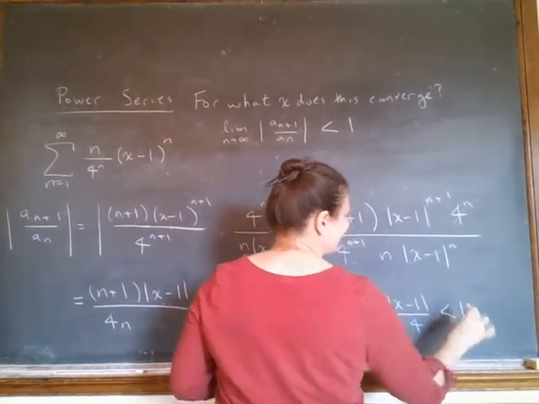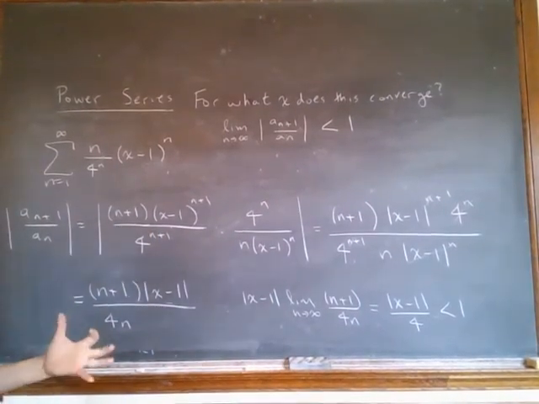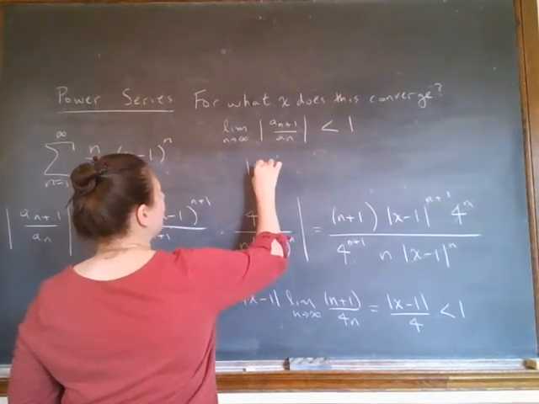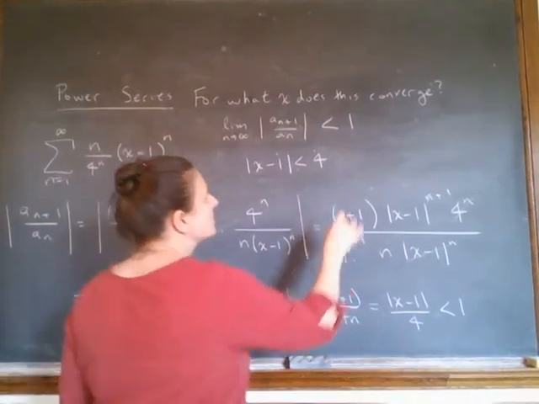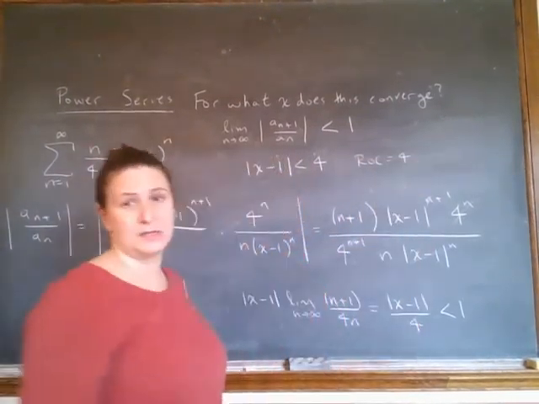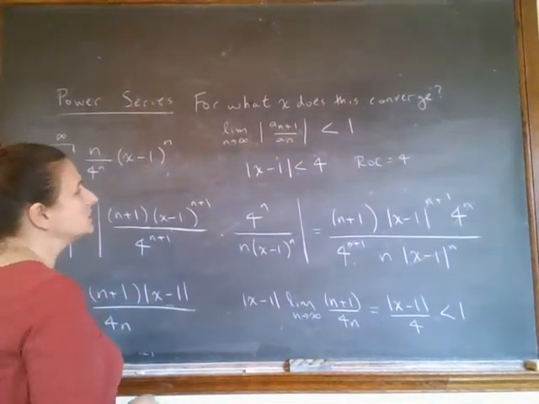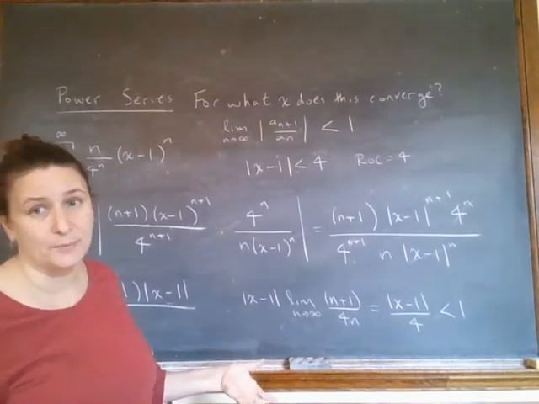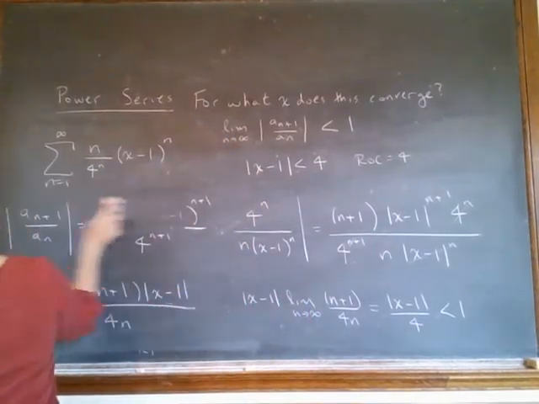So this is going to be x minus 1 over 4. I want to make that less than 1. So my radius of convergence is going to be 4. Right? So here, I'm going to rewrite it. I've got x minus 1 less than 4. So if all they ask you for is the radius of convergence, then you're done. If they ask you for the interval of convergence, we have to figure out what interval that corresponds to and what the endpoints are, right? So let's do that.